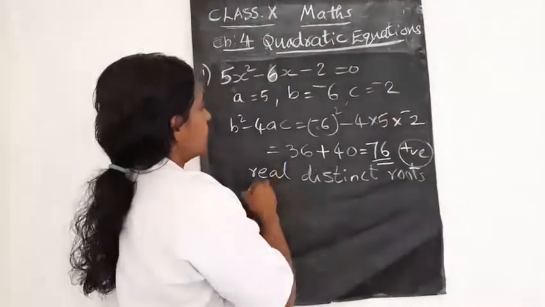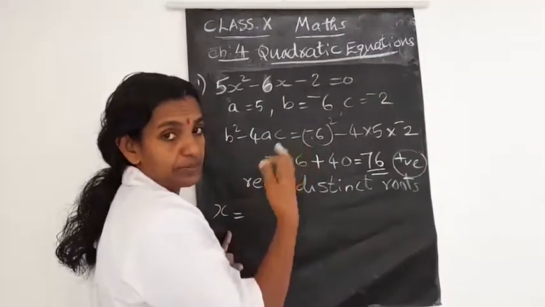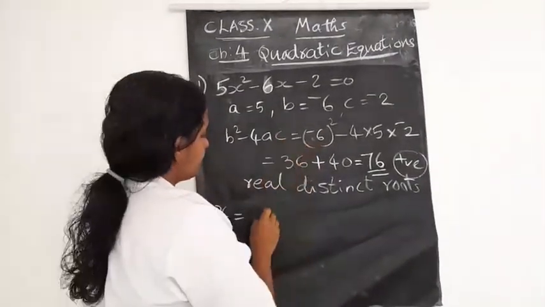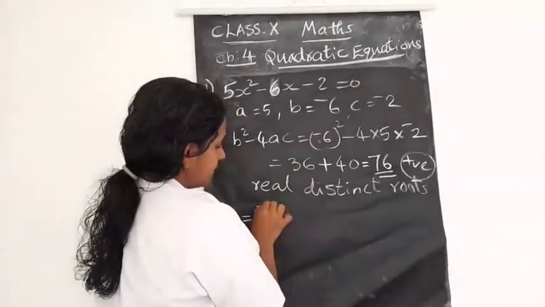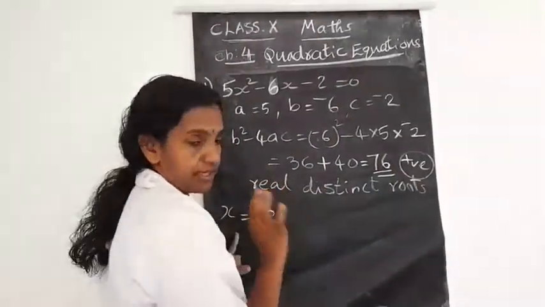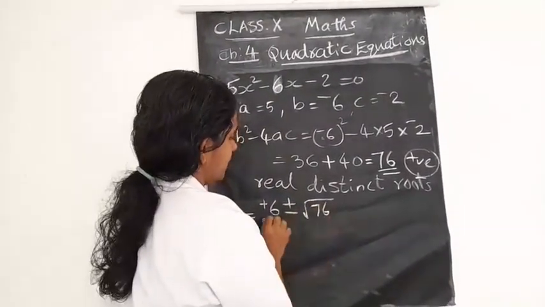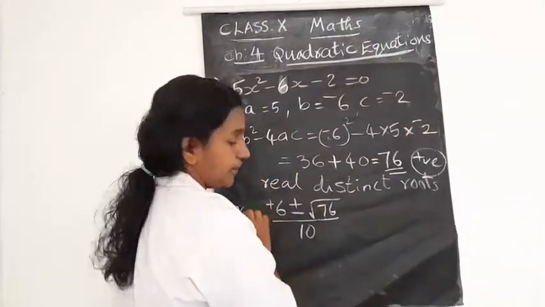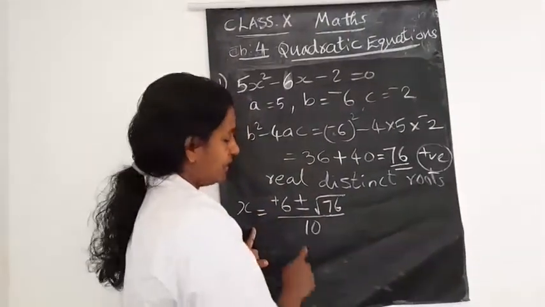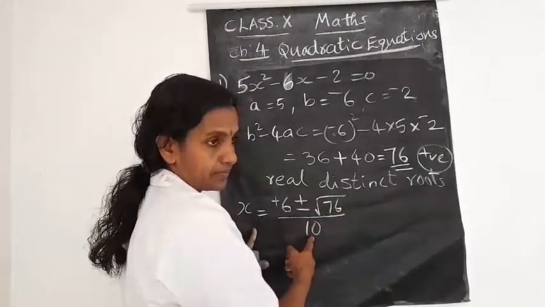Okay. Now we can find x equal to the formula you know, negative b plus or minus, that we can substitute. Negative b. b is negative 6, so negative b means positive 6. We have to change the sign. Plus or minus root of 76 whole by 2a, means 2 into 5. What is 2 into 5? 10. Now, 6 plus or minus root of 76 by 10.